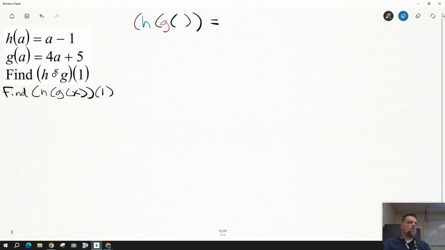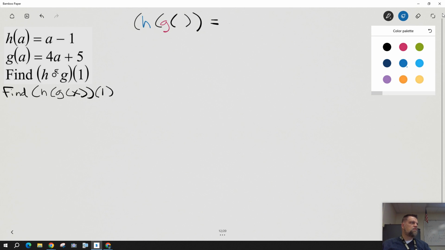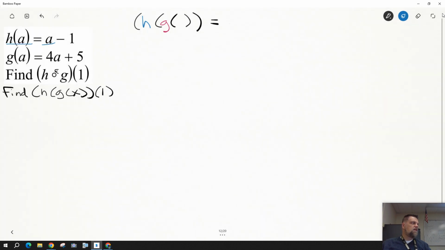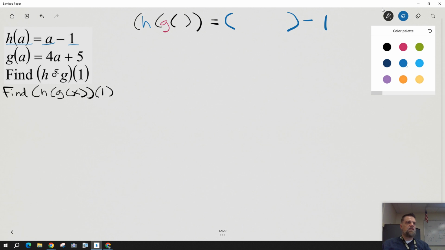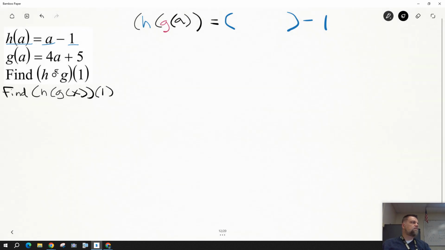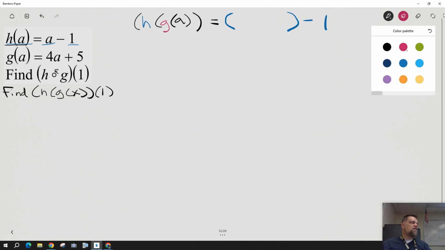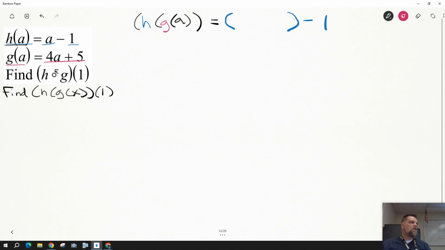Well, what is the h? Well, the h is a minus 1. But instead of writing down a, I'm going to take a great big old parentheses like this and say minus 1. Okay? And then what do I plug in for a? So do you guys see that this is h of a, this is h first, and then wherever there's an a, I'm going to plug in g of a. Well, what's g of a? Well, that's going to be 4a plus 5.